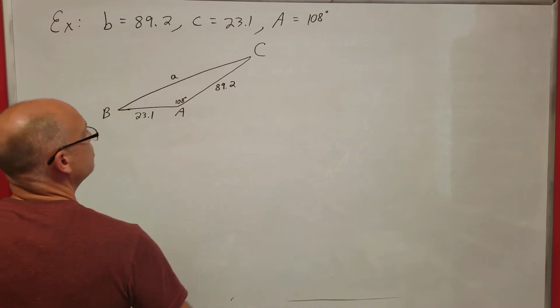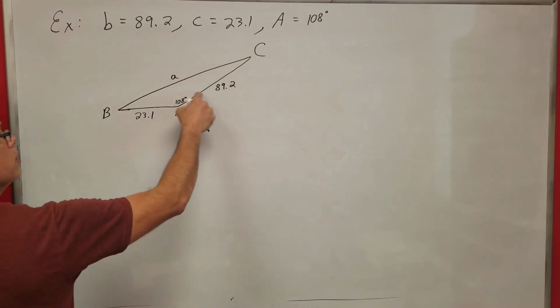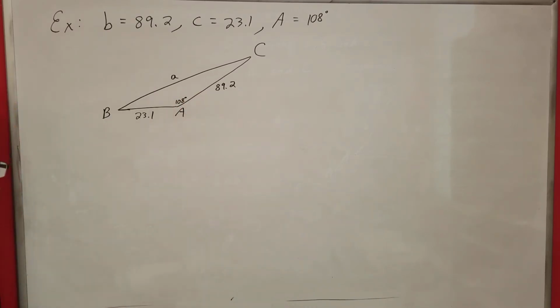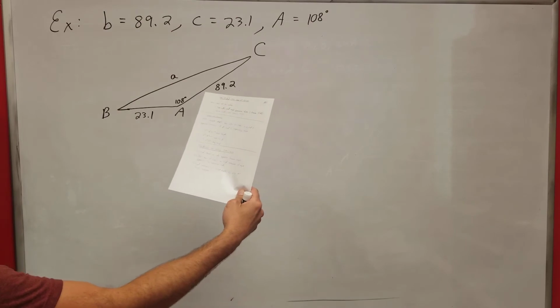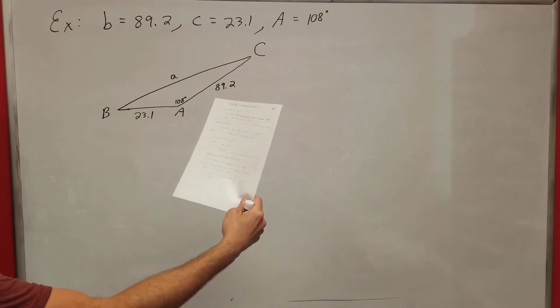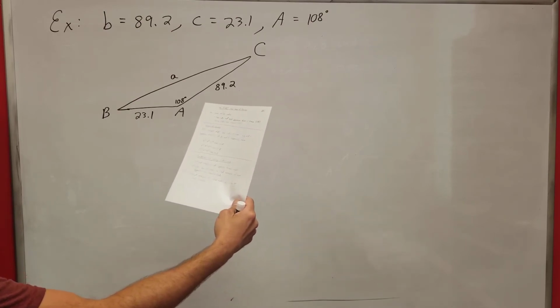So we're going to say, okay, I have side, angle, side. So I'm going to use the law of cosines. Now, if you look at your notes, you have guidelines for solving the side, angle, side case. Number 1 says, find the length of the side opposite the known angle.